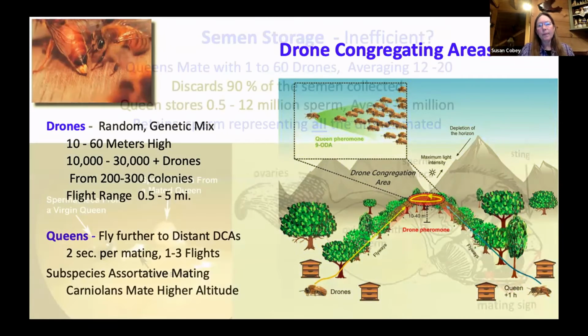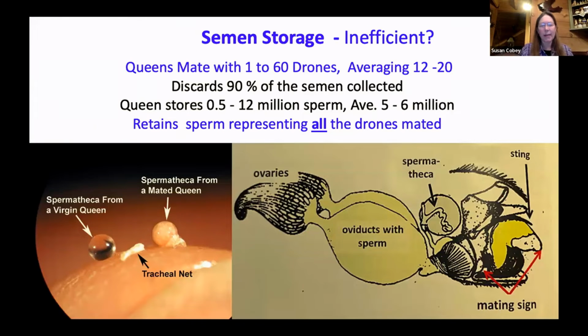And the semen storage, this is crazy, because when that queen mates, she's mating with what, 10, 20 different drones. But of all those drones she's mated with, 90% of that is expelled. But the interesting thing is that she retains semen from all the drones that she mated with.